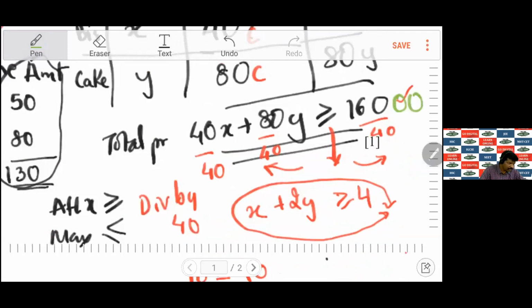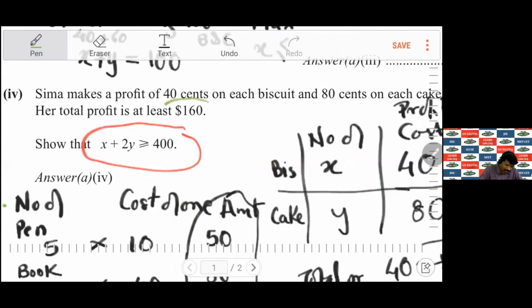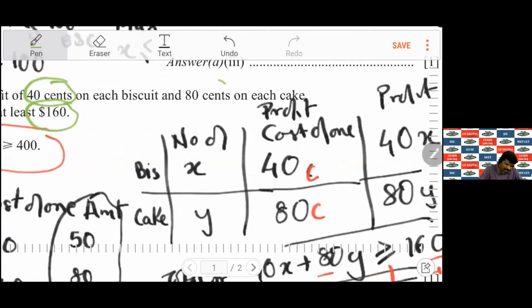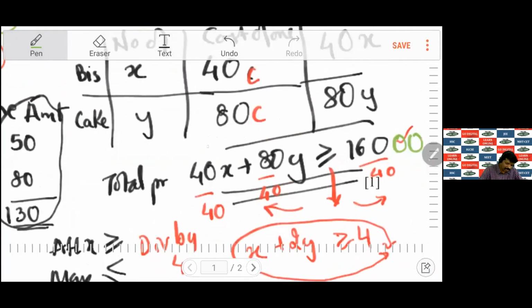So $1 is equal to 100 cents. Once you do the sum, you will feel, what has happened? So in every sum, you have to check properly in the question that here it is dollar, here it is cent, and here it is cent. So 40 cents, 80 cents, but 160 is not cents, it is dollar. Here you are writing in cents, here you are writing in cents, so here also you should write in cents only.